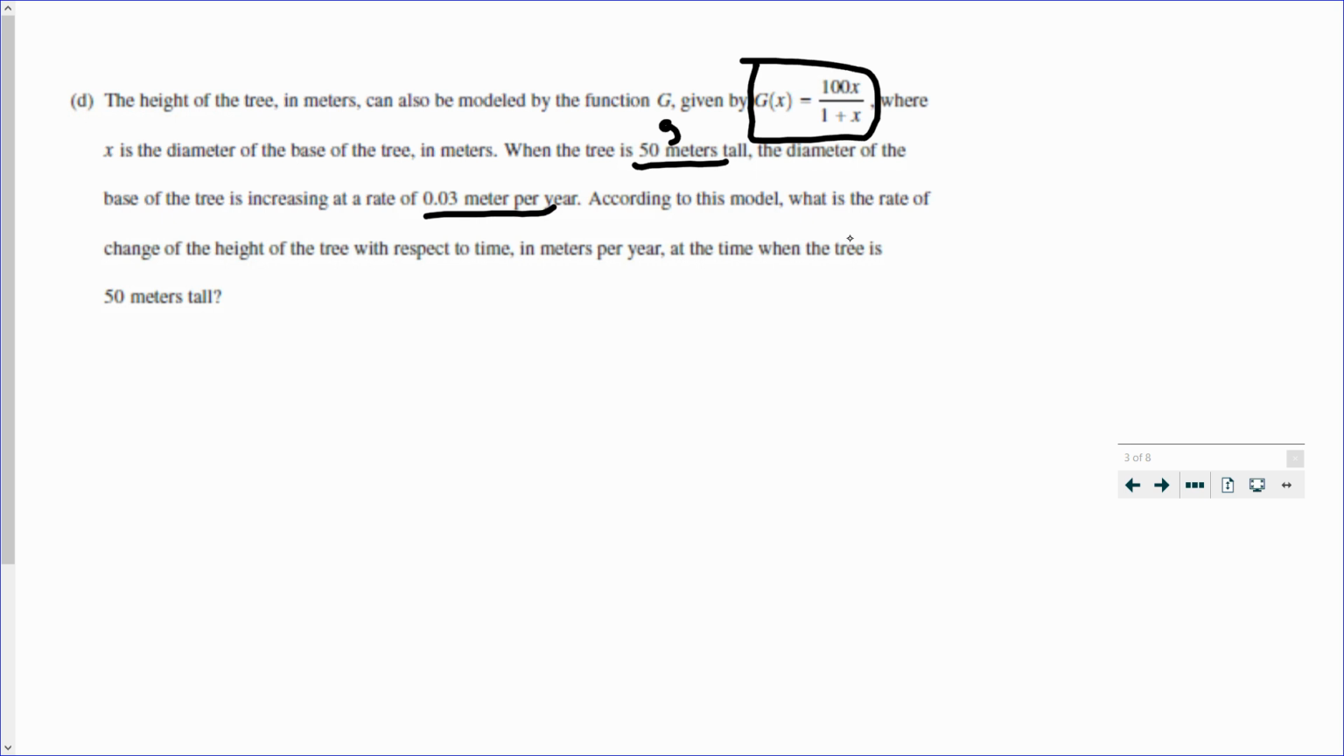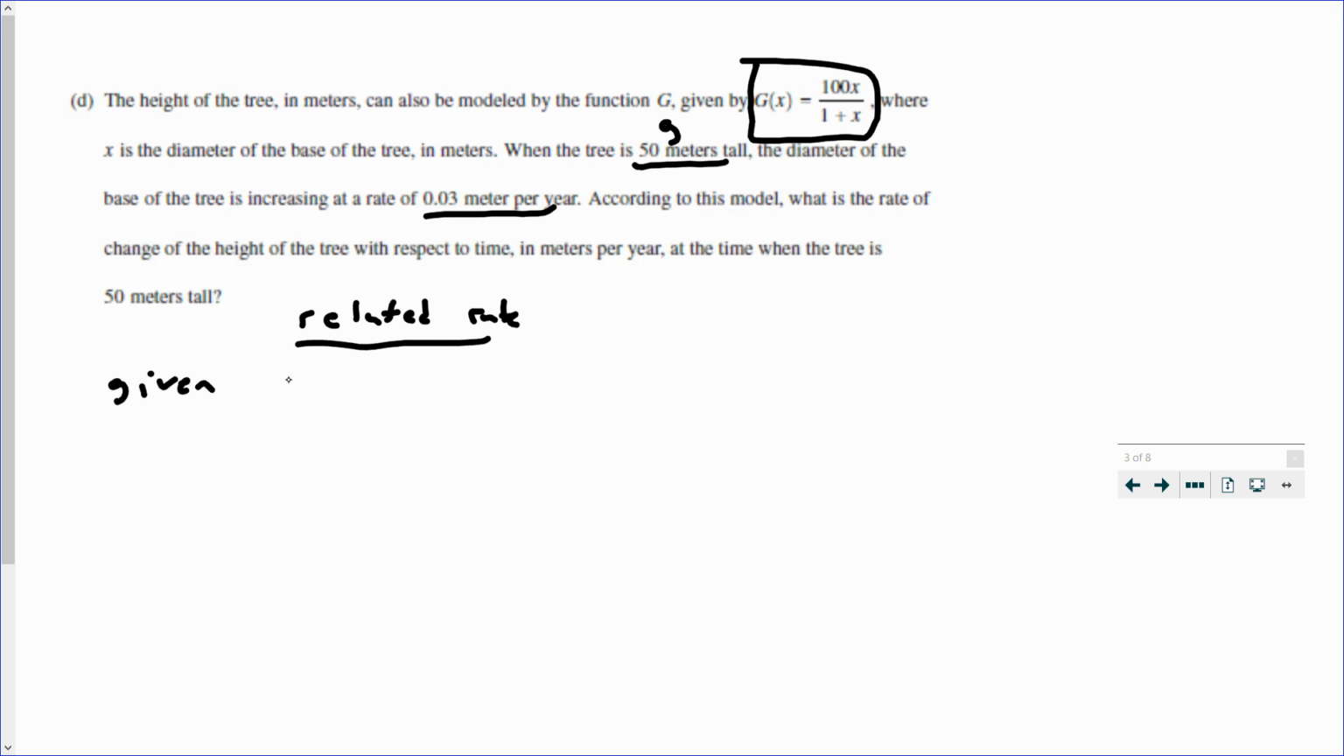According to this model, what is the rate of change of the tree with respect to time in meters per year at the time when the tree is 50 meters tall? All right, so, oh no, you know what this sounds like to me? Sounds like a related rate. So let's see what we're looking to find here. According to this model, let's see what we're given. Let's go and write out what we're given.